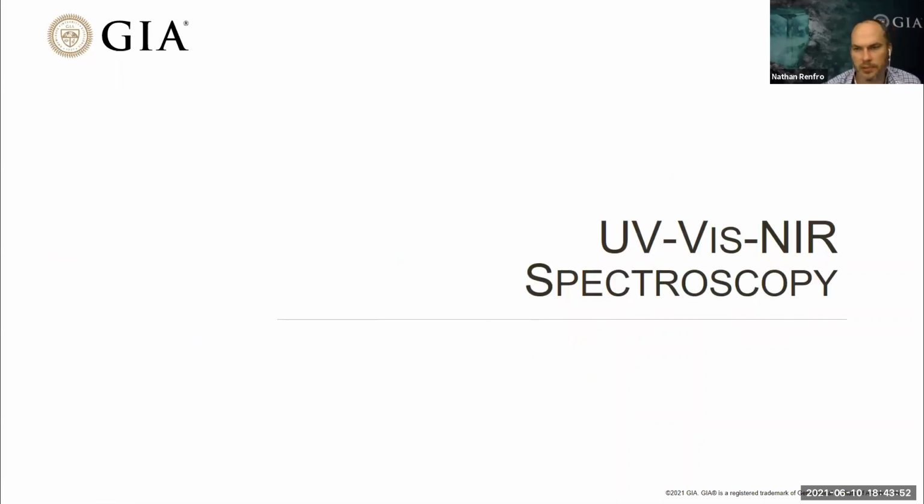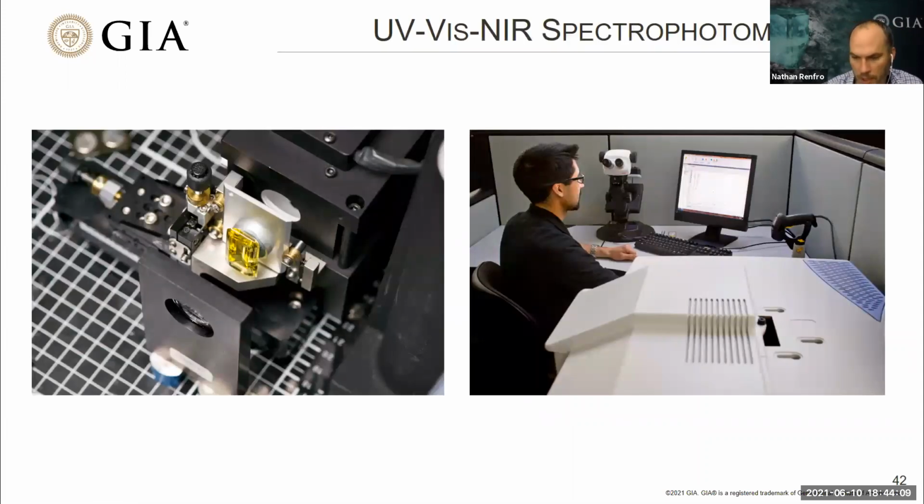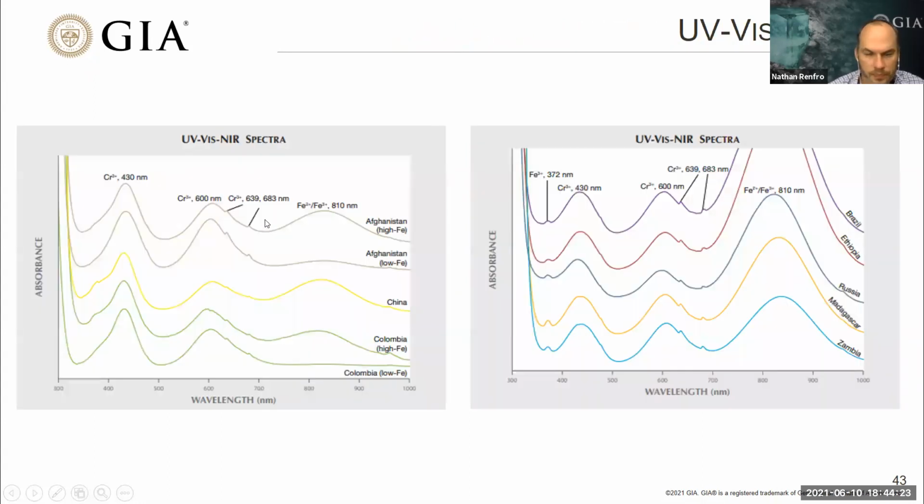So UV-vis spectroscopy. We use this type of spectroscopy to basically help make determinations quickly if we have high iron or low iron emeralds, and also to confirm that the color that we see is related to chromium and vanadium. And so we have the spectrometer here, which is just this generic looking gray box. It's connected to a computer. We put the sample into the beam path and we measure the absorption spectrum. And this is the type of spectra that we get.